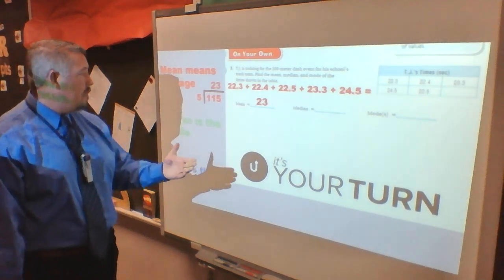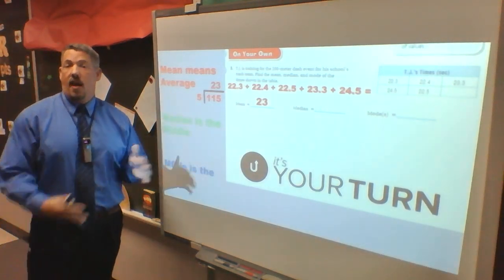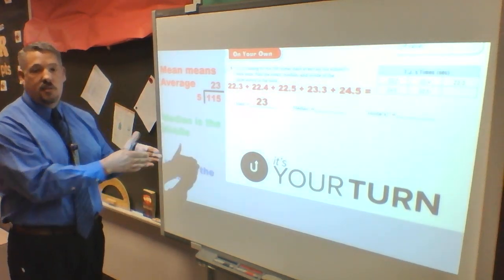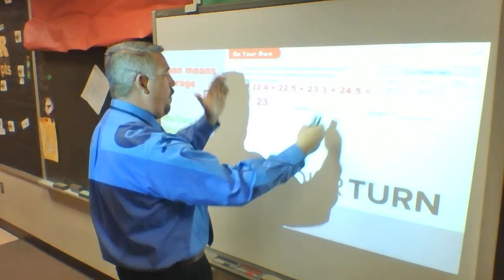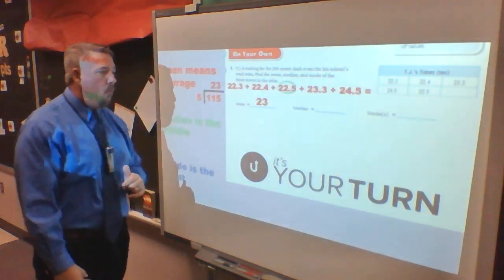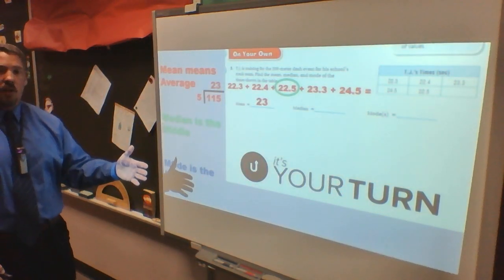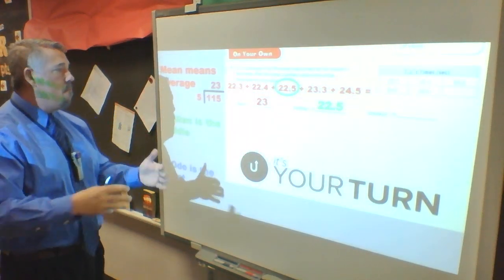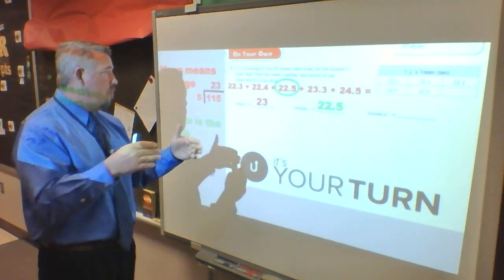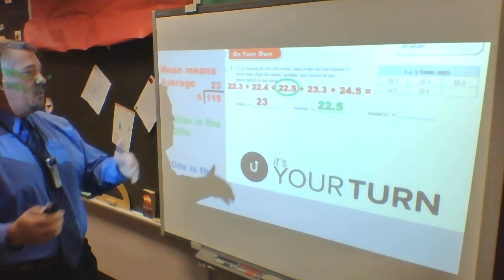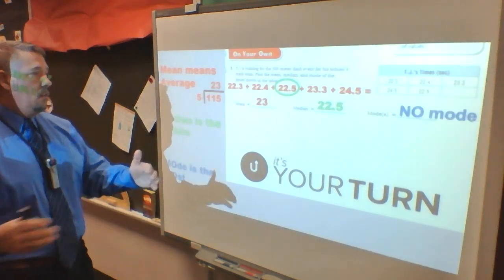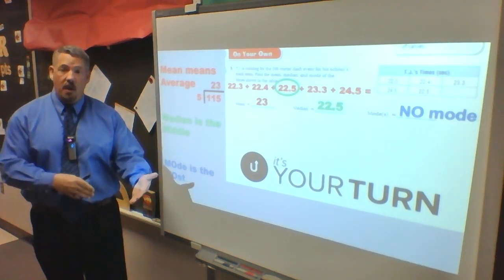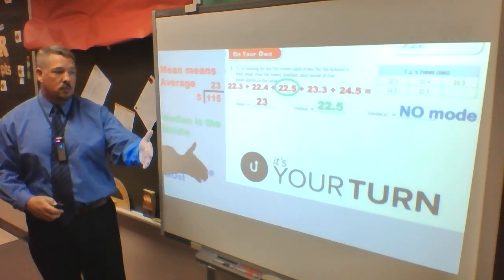Well, what's my median? Well, I have 5 pieces of information, right? So that's the easy one. I just have to eliminate from left to right until I get to the center number. So off and off, I get 22.5 as my middle number. So that has to be my median. And then my mode. Which one is up there the most often? Which one is repeated? No mode at all. There's not one that's repeated. So your answer should be no mode.